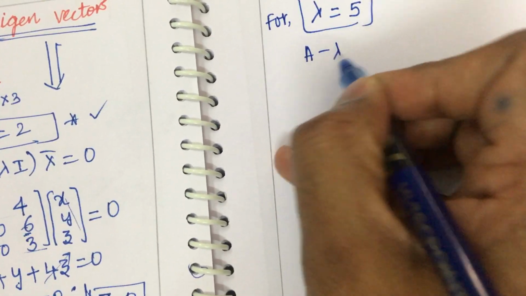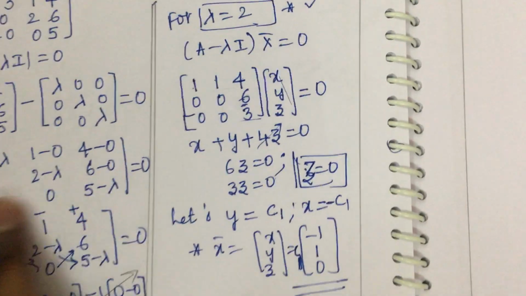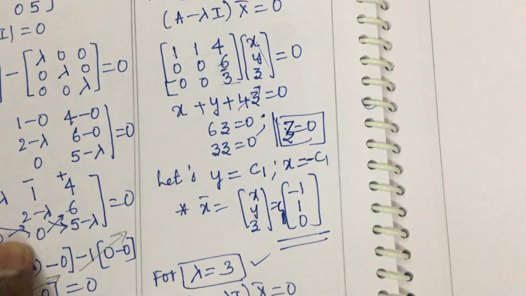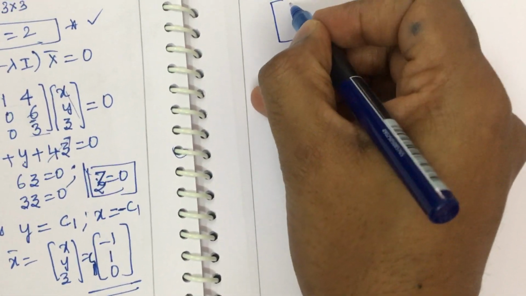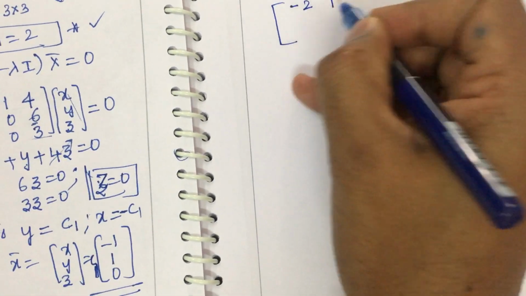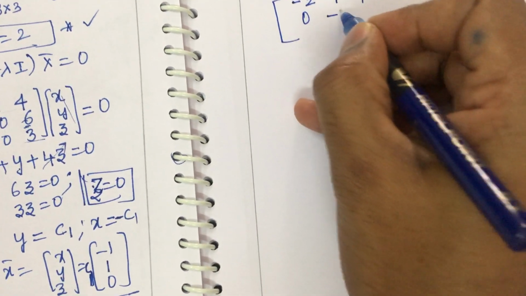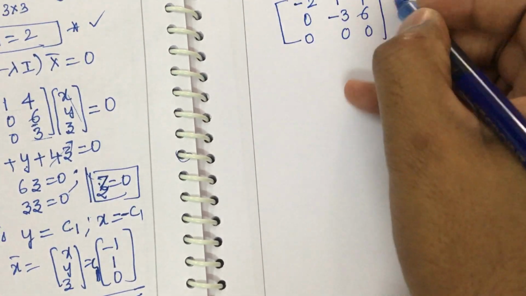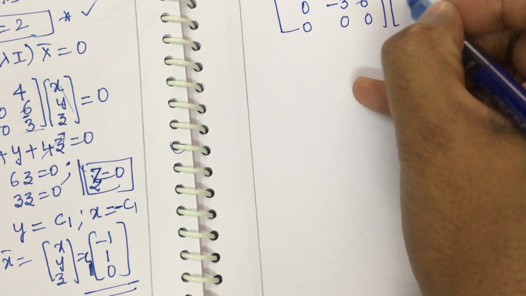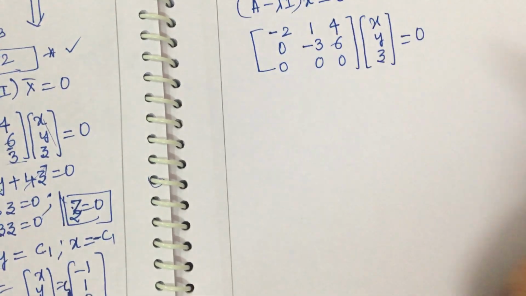So again I go with the characteristic equation, and in the place of this you are supposed to substitute what, dear students? In the place of this matrix, A minus lambda I needs to be worked out. That will be nothing but -2, 1, 4, 0, -3, 6, 0, 0, 0, times the matrix x, y and z, equals 0.